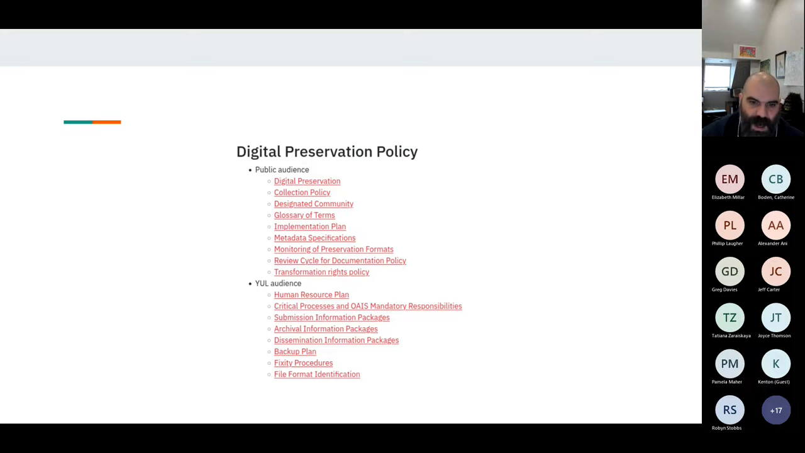And then all of the YUL focused stuff, or the human resource plan, which I'll jump into in a few, or I think the next slide. And then the OAIS stuff, the really traditional OAIS stuff, like the AIPs, SIPs, and DIPs and stuff like that, and the backup plan, and how we do fixity and file format identification or characterization.